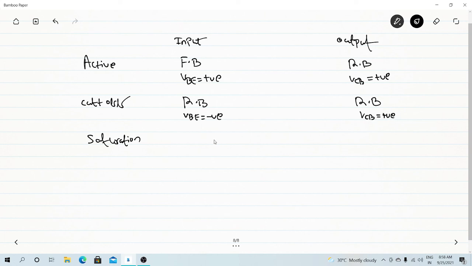That means VBE should be negative and VCB should be positive. Okay, and for saturation region input should be forward biased, output also forward biased. Both are forward biased. Then only we will say transistor is in saturation region. VBE should be positive and VCB should be negative.